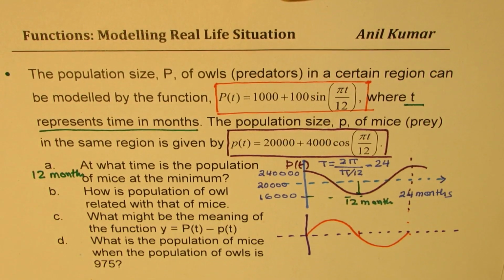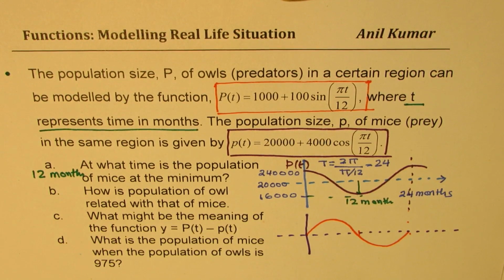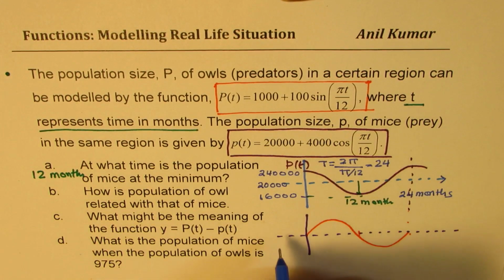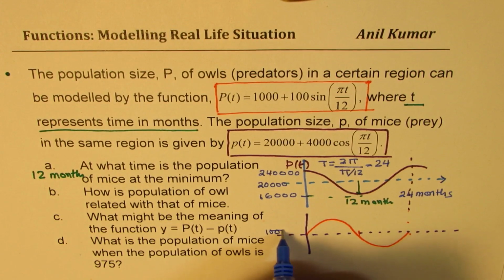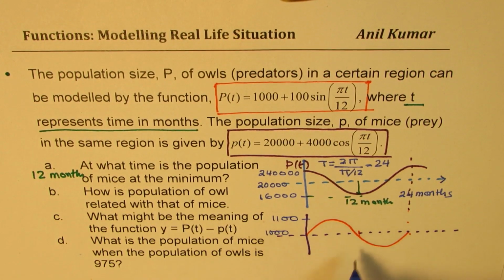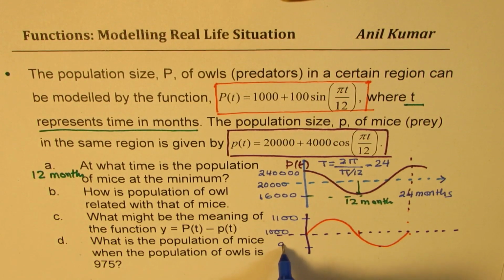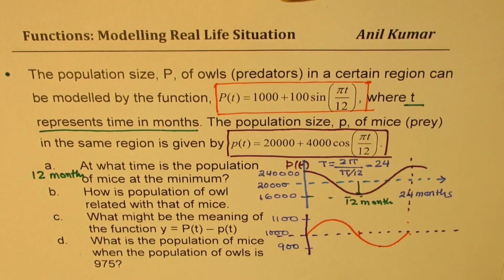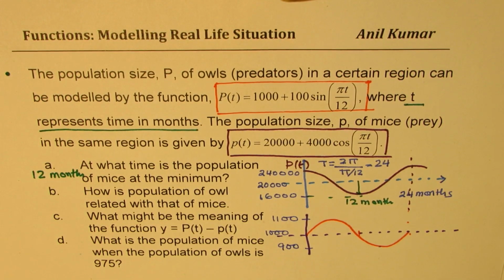Now in this sine function, we start with the axis which is given to us as 1000. So this number here is 1000 and 100 more, so 1100. 100 less gives us the minimum, 900. Perfect. Now it says, how is population of owl related with that of mice?